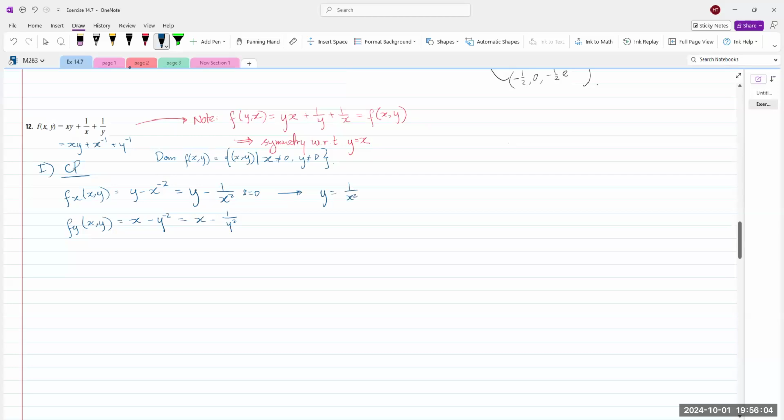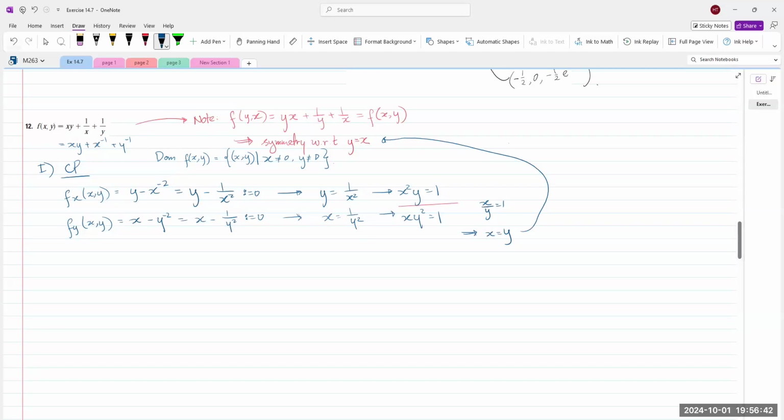squared, which implies x squared y equals 1. Now likewise, I get x equals 1 over y squared, so x y squared equals 1. Now because x and y are both not equal to 0, I can actually divide this, right? Okay, equation 1 divided by equation 2, then I get x over y equals 1, which basically means x equals y, as we expected earlier.